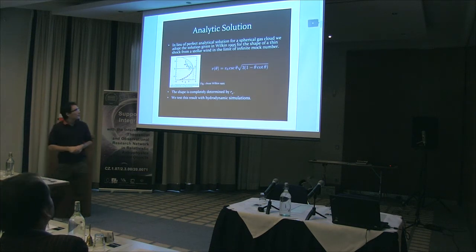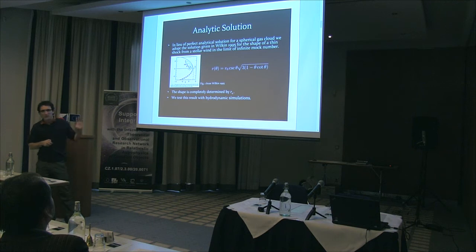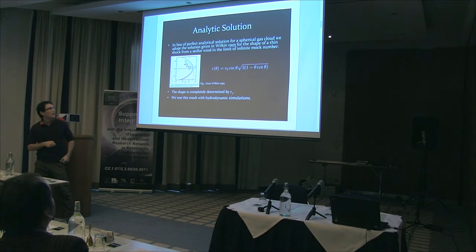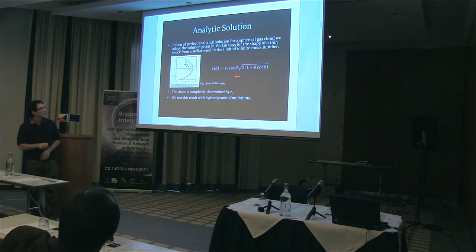Okay, but what we did is we took a solution from a similar situation. This is from Wilkin in 1995, and this is the situation where you have a stellar wind moving through a uniform medium. I believe it's in the limit of infinite Mach number, oh my gosh, I spelled Mach number wrong. Shouldn't have pointed that out. Infinite Mach number and an infinitely thin shock. And this is the angular dependence of the shape of it.